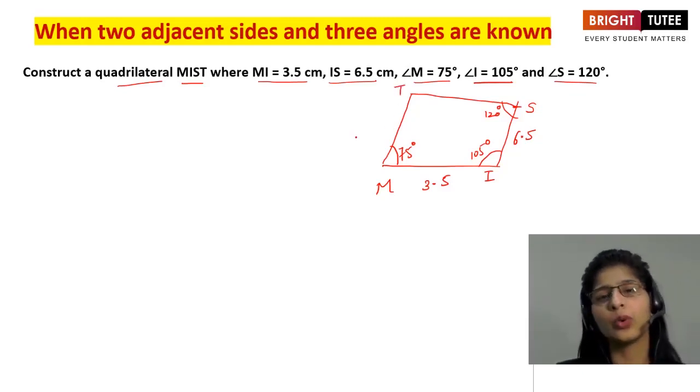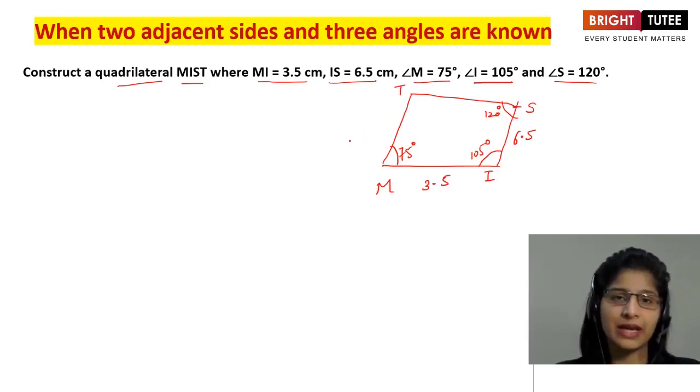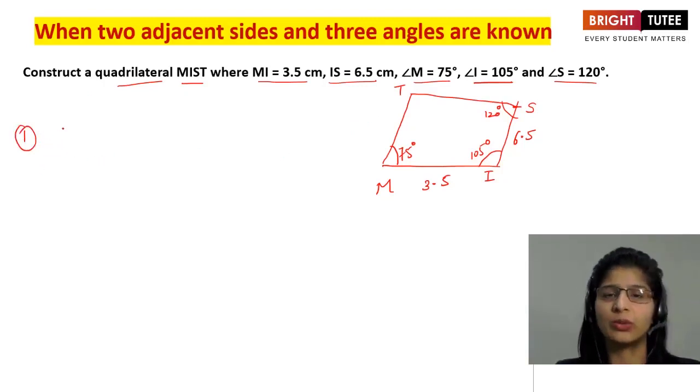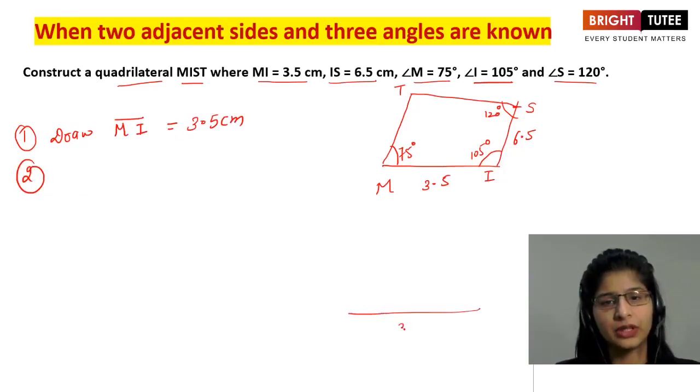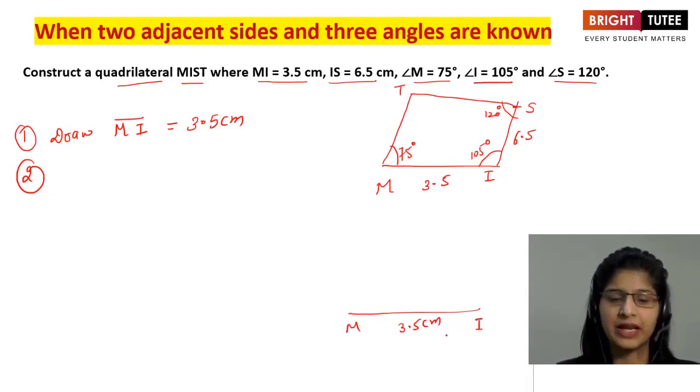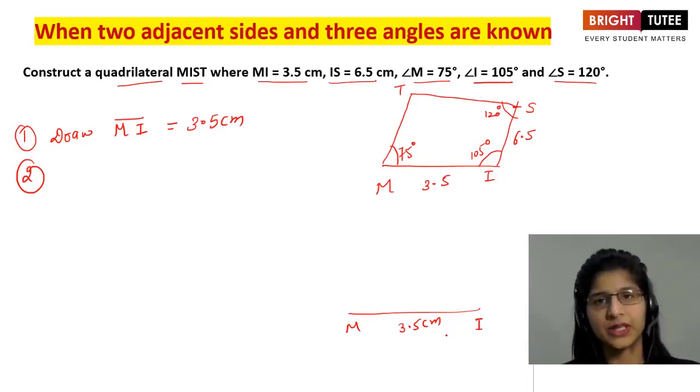Now, what is the actual construction and what are the steps behind it? The first step that we will write is, we will draw a line segment MI equal to 3.5 centimeters. So let us do that. We will first draw a line of 3.5 centimeters, and it is MI. You need to take your scale and draw a line segment of 3.5 centimeters in your notebooks.